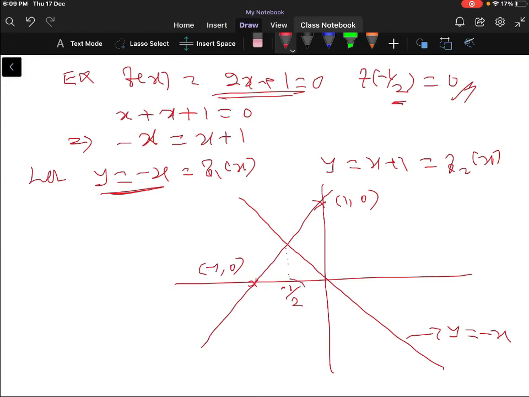So any value in the neighborhood of minus half is the x naught. You can choose x naught as 0, or you can choose x naught as minus 0.3, or any value in the neighborhood of minus half; we can take it as the initial approximation of the root minus half. So this is how we can choose the initial approximation.